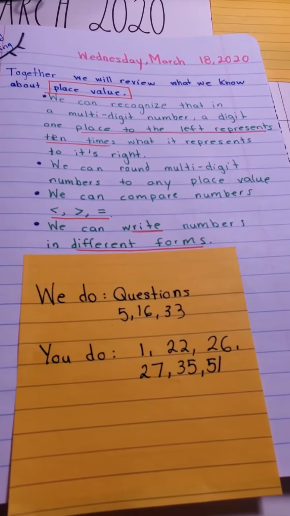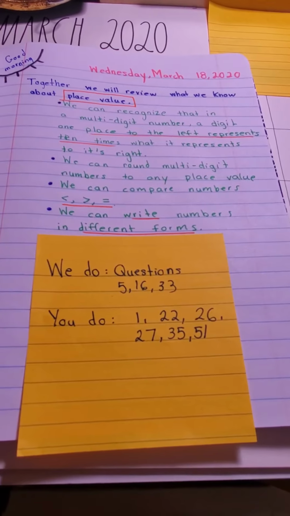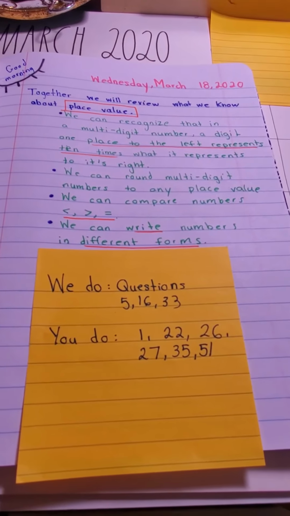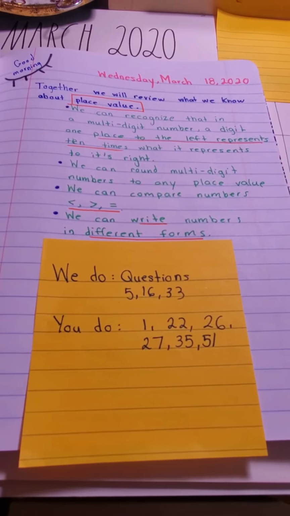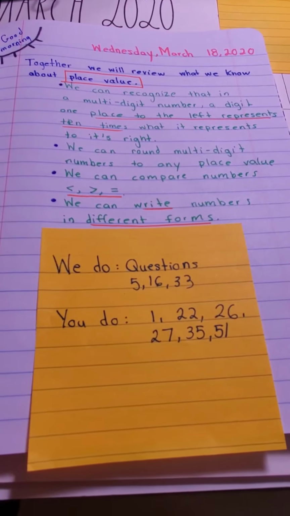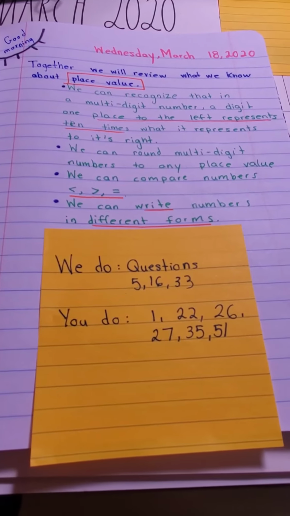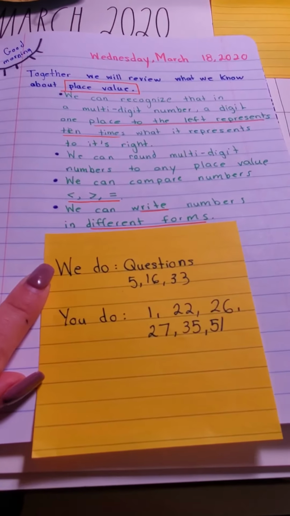Okay, and lastly, I'm not really going to be walking you through, but I am going to include a video link for the writing numbers in different forms. And if you can recall, this means like expanded form, word form, standard form, and all that fun stuff. And so I am going to walk you through problems 5, 16, and 13. I'm considering that our we do.